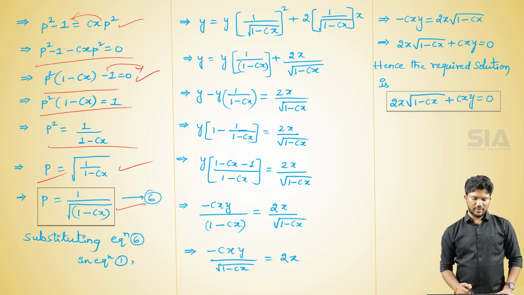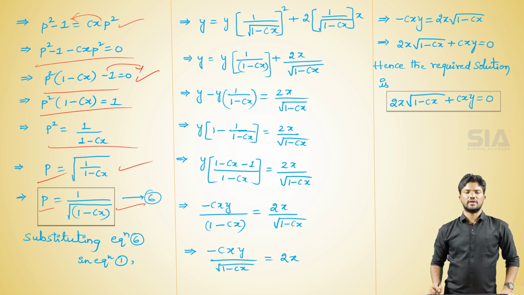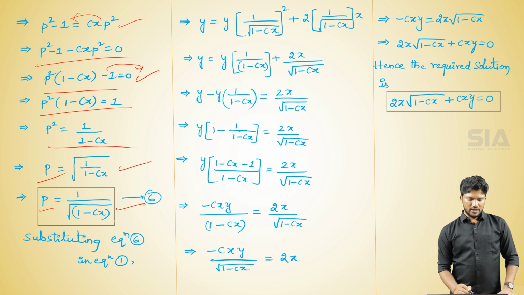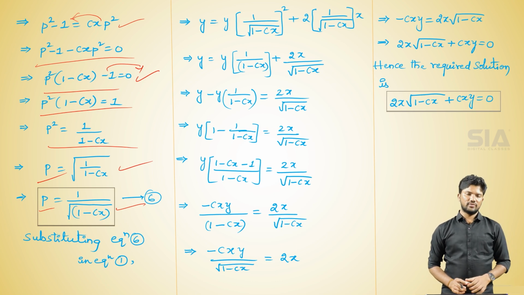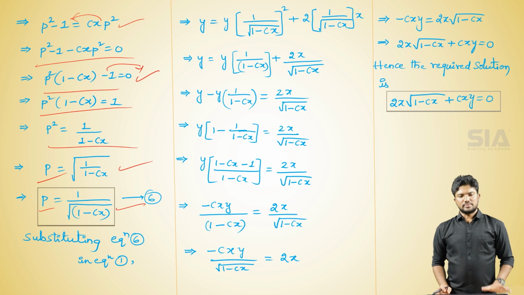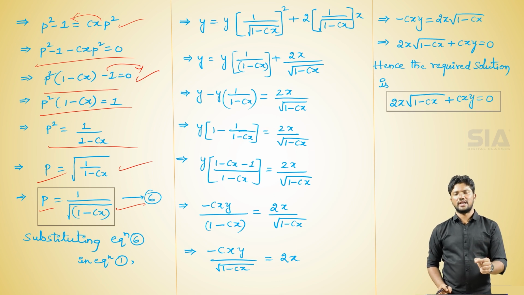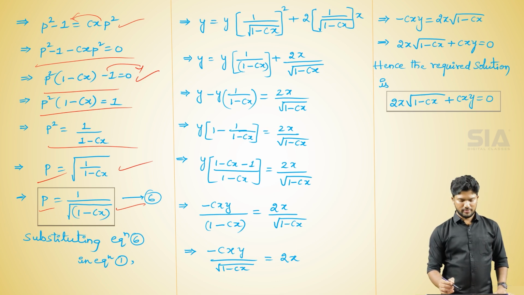Apply that square root separately in RHS, for the numerator and denominator. You will get P is equal to root 1 by root of 1 minus Cx, so 1 by root (1 minus Cx). That is the P value. Substitute this P value in equation number 1.